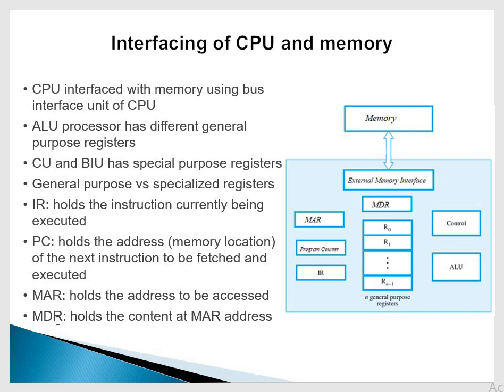What is the MDR? MDR is the memory data register. Whatever data comes from the memory or we want to write to the memory will be held by this MDR, the memory data register. So this is all about the interfacing of the CPU and memory, and how the communication link is established between the memory and the processor.